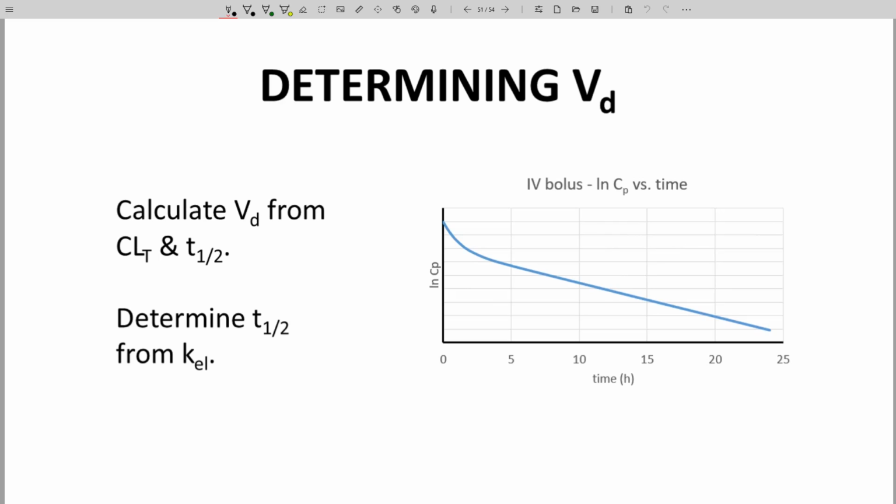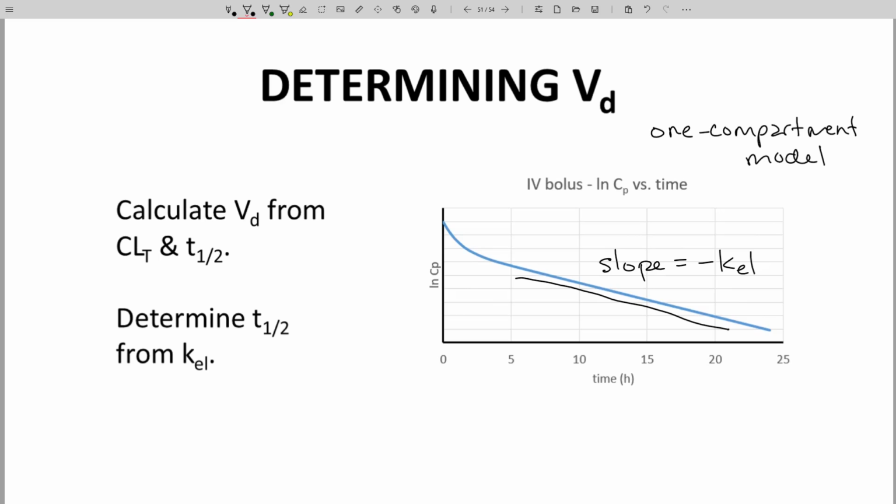This approach uses the linear portion of the natural log CP time curve to calculate minus KEL and then half-life. This method works fine and follows something called the one compartment model. Normally, when you look up Vd values in references, the Vd values have been determined in this manner.